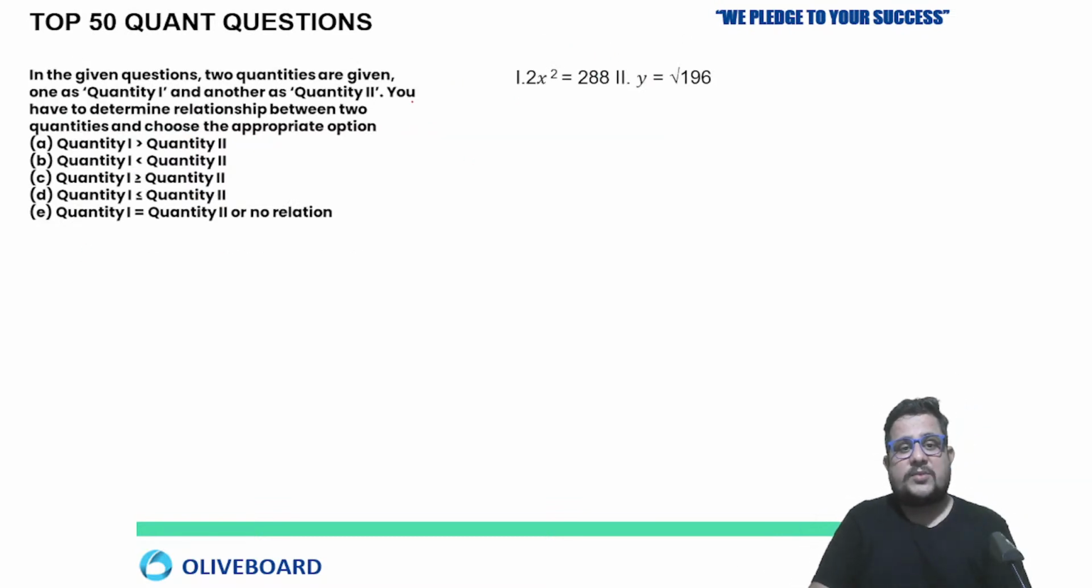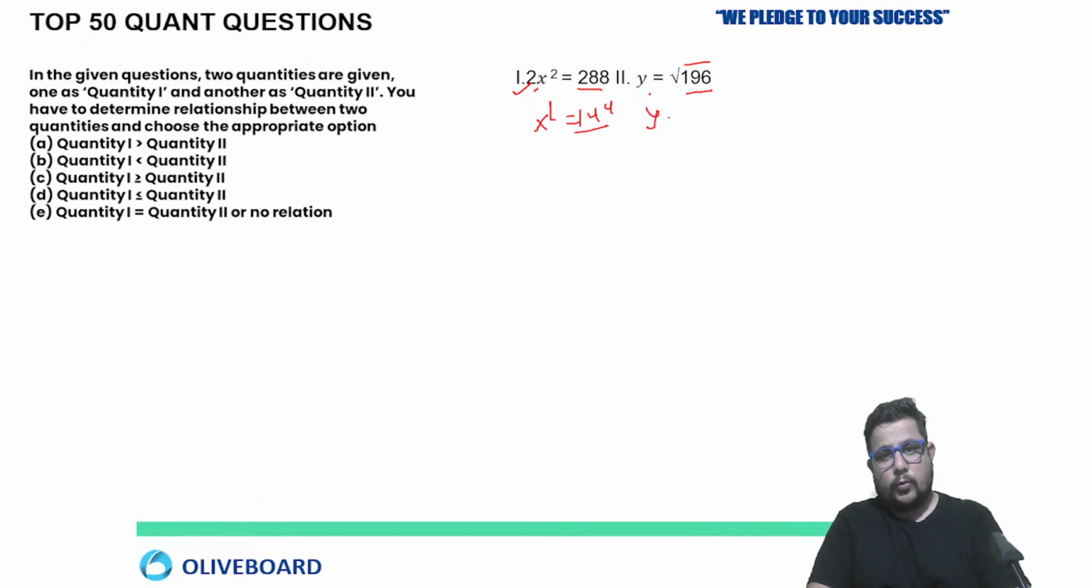Fifth. Now next one: 2x square equals 288, y equals square root 196. Tell me the answer of this one now. Which one will you choose as the answer? Fast. Easy one: 2x square equals 288, so x square equals 144. Now y is equal to root 196. Yes, both have negative and positive roots. Very good, Priya. This one E.